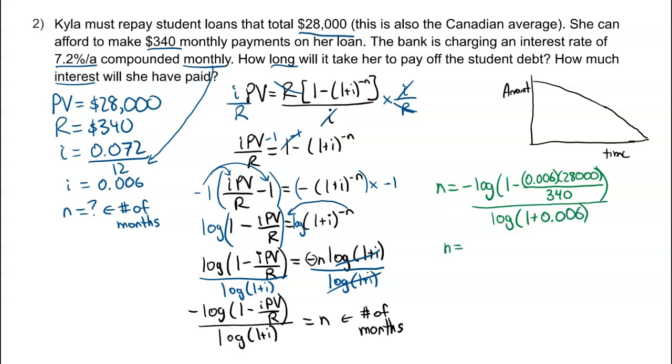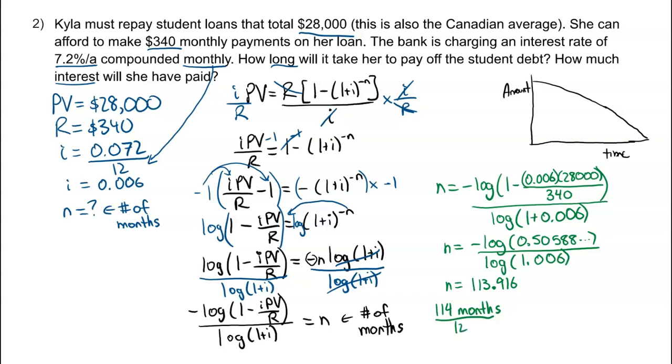So now we can go ahead and calculate what's after the logs. It's good to simplify that first just so we don't make mistakes. So if you do that, 1 minus 0.006 times 28,000 over 340, you end up with approximately 0.50588. And then on the bottom, we can simplify that to 1.006. And if you then take the negative log of the numerator and divide by log of the denominator, we end up with almost 114, 113.916. And so you always have to get to that next payment to finish paying off the debt. And so we're going to say it's 114 months in order for her to pay this off.